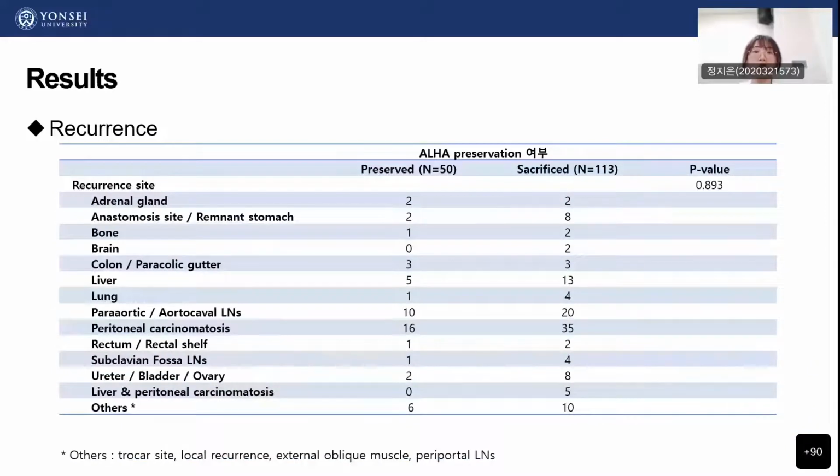The recurrence pattern of both groups were comparable. Around 30% of each group's patients had recurrence. The most frequent recurrent site was peritoneal carcinomatosis, followed by para-aortic lymph nodes.